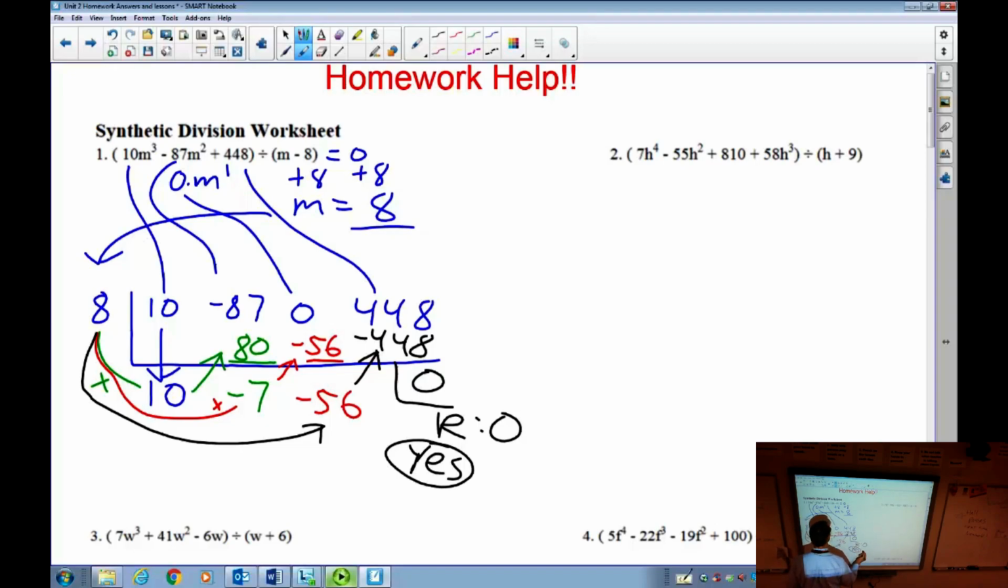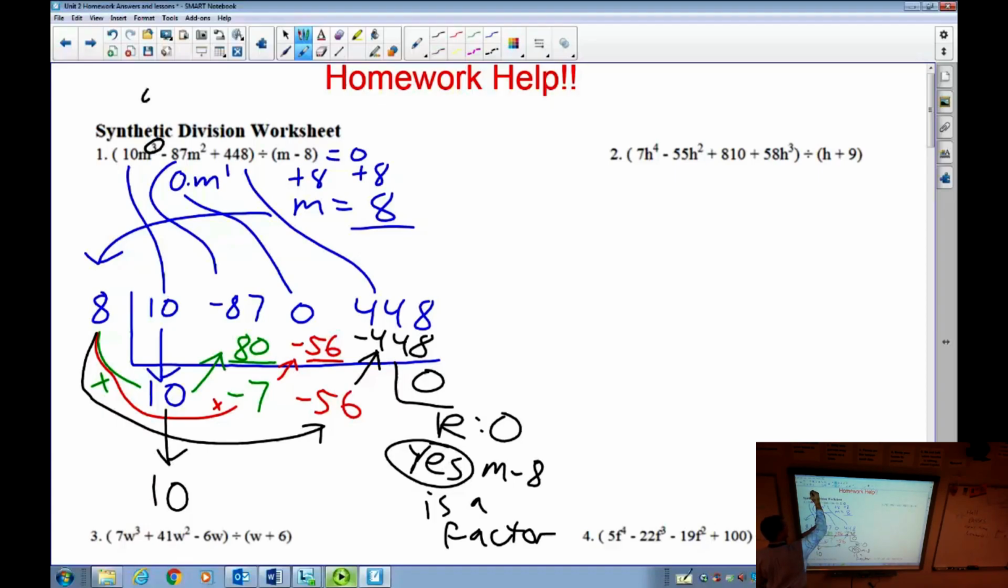Alright, so then let's see here. So we can say yes, m minus 8 is a factor. Cool, so that's one thing we need to put down. We also get to get the answer, right? What is m minus 8 into 10m cubed minus 87m squared plus 0m to the first power plus 448? Well, the answer is right here with these numbers that you dropped and multiplied and added with. And what I mean by that is, we're going to bring down the 10. That's our first answer. And then we're going to raise it to whatever power.